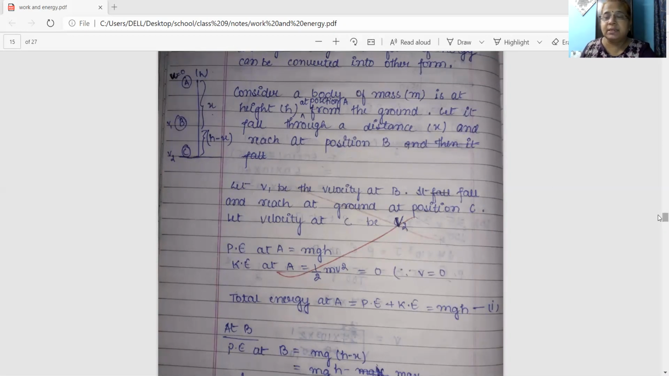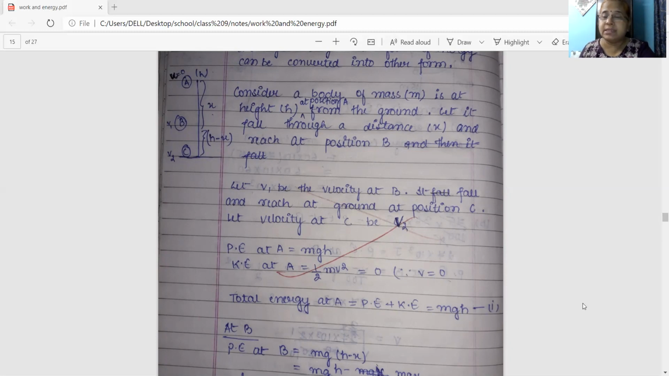Right? Now potential energy at position A. We will start with A. What is the potential energy of the body at position A? It is mgh. m is the mass of the body, g is acceleration due to gravity, and h is the height. Now what is the kinetic energy of the body at position A? It is equal to half mv square. Since the velocity at A is 0, as the body is at height h and falls from the height h, the kinetic energy will be 0. When you substitute 0 in place of v, the whole term becomes 0. So total energy at position A is equal to the sum of potential and kinetic energy. Potential energy is mgh, kinetic energy is 0. So mgh plus 0 is equal to mgh. Let it be equation number 1.